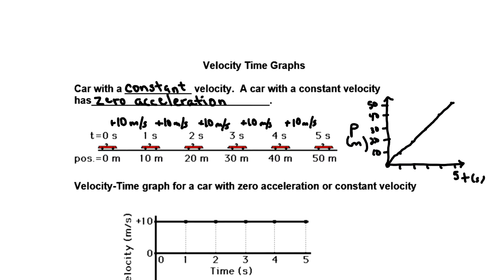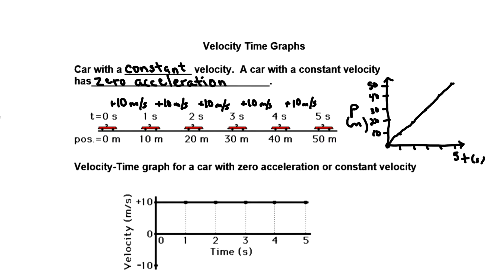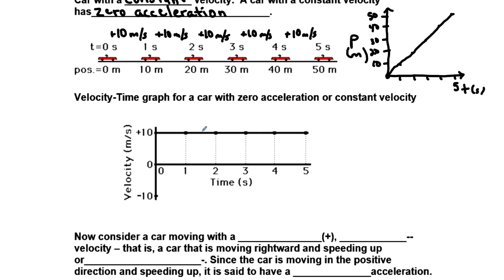Well, now what we want to do is, instead of showing the position of the car, we want to show its velocity. So here's the velocity time graph. So we still have the time marked out on the x-axis, but on the y-axis, we have our velocity. Generally, a velocity time graph shows both a positive and a negative y-axis, and we'll see why in a moment. Right now, though, we're only dealing in the positive direction, so we'll only use the upper half of this graph.